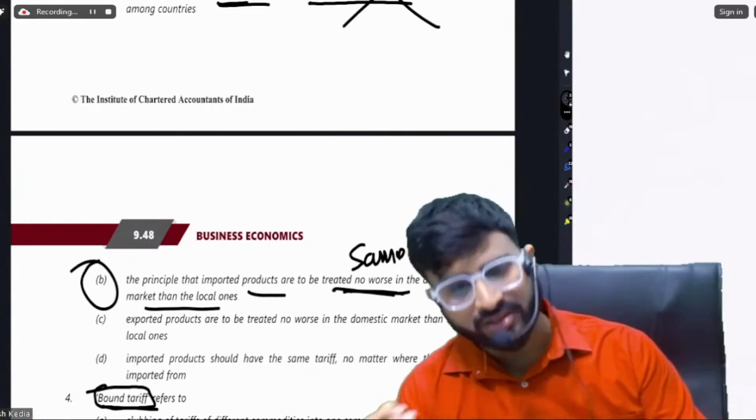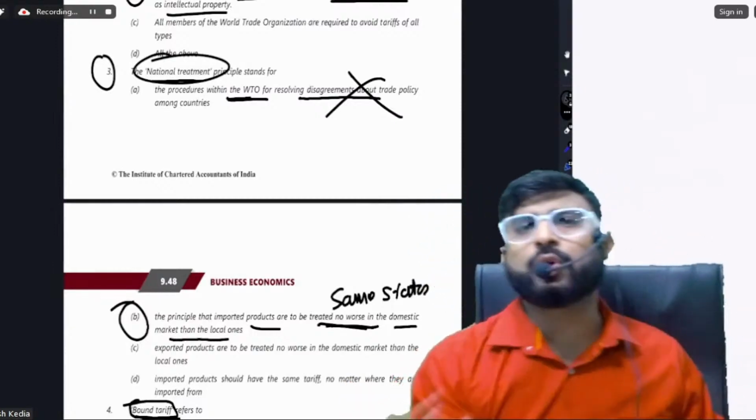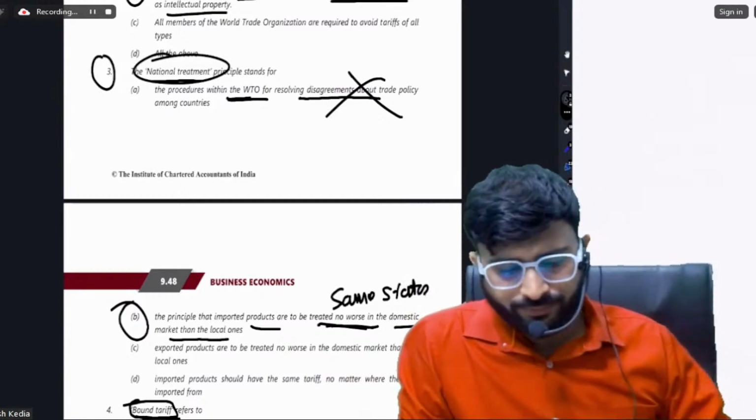Just like foreign goods are there, national treatment says that domestic goods and foreign goods will be treated equally. Just as domestic goods are treated, foreign goods will be treated the same way.